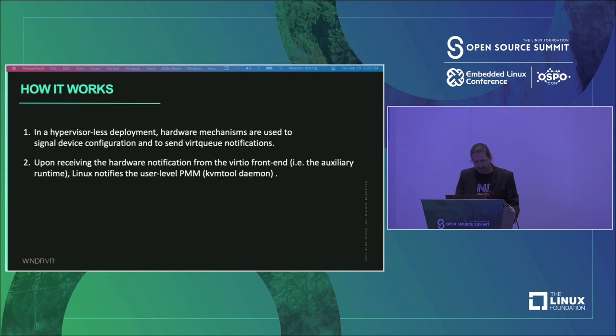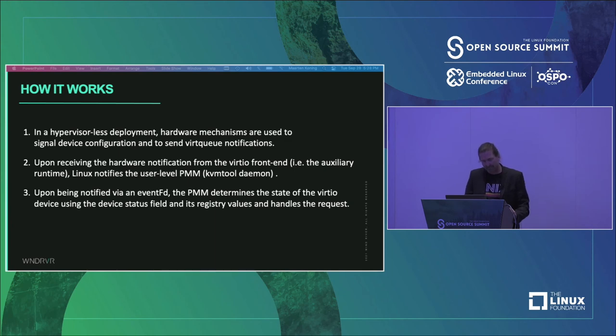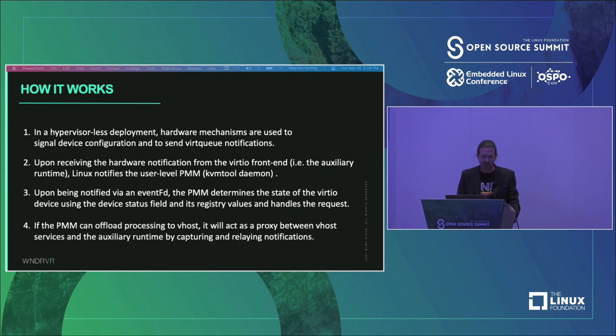So I covered this. In a hypervisorless deployment, the hardware mechanism is interrupts to send the virtqueue device notifications across between the runtimes. Upon receiving the hardware notification from the front end, Linux delivers the notification to the PMM via eventfd, and the PMM then goes around and looks to see what device status fields have changed, updates its copy of those registers, and handles the request. At the same time, or if that offload can be handled with vhost, it then acts as a vhost proxy and punts it over to the Linux kernel for processing.